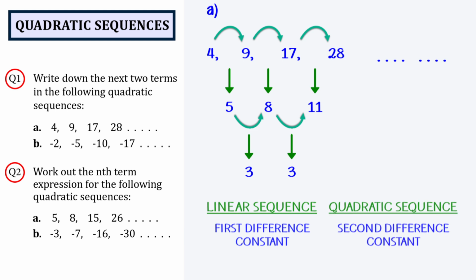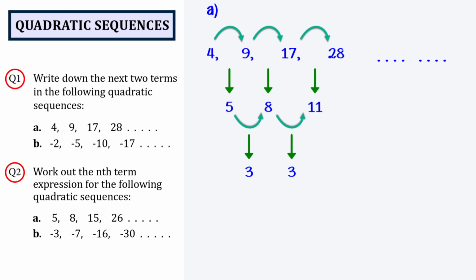So to find the next term in the original sequence, all we have to do is increase the number 11 in the first difference sequence by 3, and then add the result to 28, which is the last term in the original sequence. So we have 11 plus 3 is equal to 14, and so 28 plus 14 is equal to 42. So the next term in the sequence is 42.